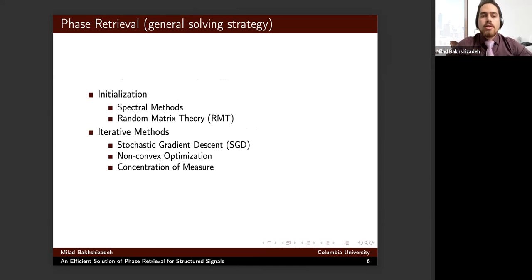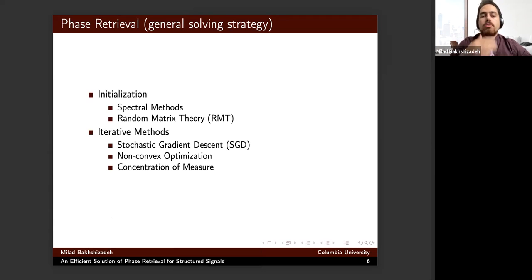So for solving phase retrieval, there is a general strategy which includes lots of different methods proposed for this problem. If we are using a non-convex method, the first important step is initialization, for which spectral methods are commonly used to find an initial point to start with. And random matrix theory is the usual tool to analyze those methods. After having a good initial point, iterative methods are used to converge to the signal of interest.